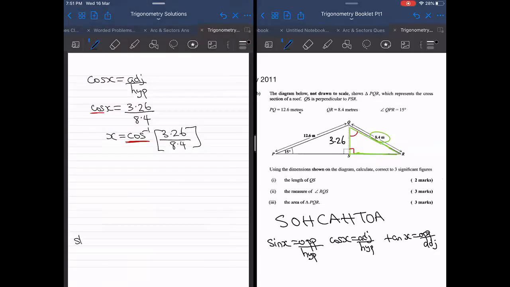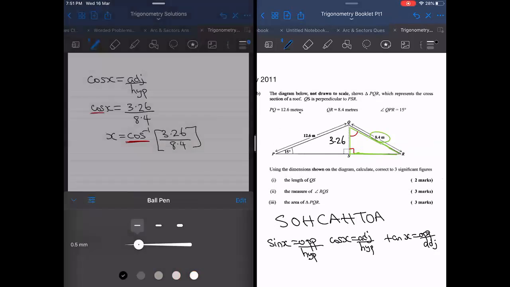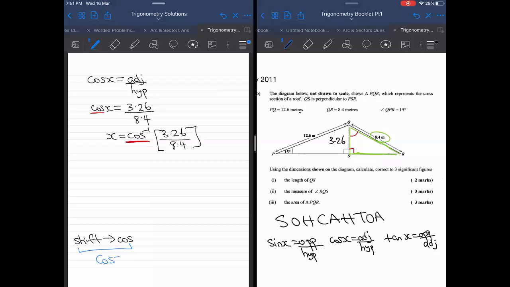But for the Casio people, you're going to press shift, then you're going to press cos. When you do this, you should see this pop up on the screen. Then you're going to put bracket 3.26 divided by 8.4. Again, guys, please use your calculators from now. Even today, I had to help somebody with their calculator because it was in the wrong mode. So you doing these things from now helps me to help you, so that I can tell you if something on your calculator needs to be fixed or changed.